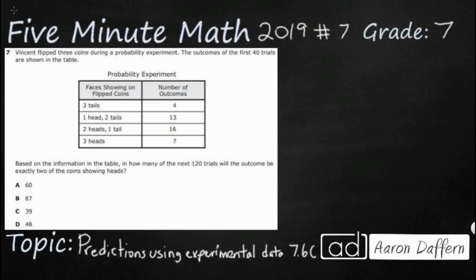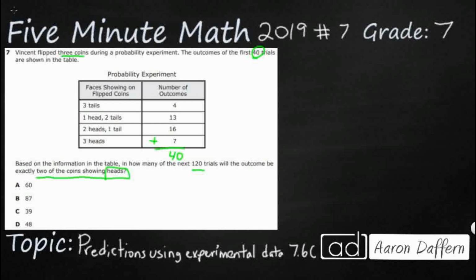So Vincent's flipping 3 coins, so that's a compound probability experiment. And we've got outcomes for the first 40 trials. So if we add all of these right here, they've already given us the sum of 40. So based on this information, now we want to make a prediction. What happens if we do 120 trials? What will be the outcome of exactly 2 of the coins showing heads?